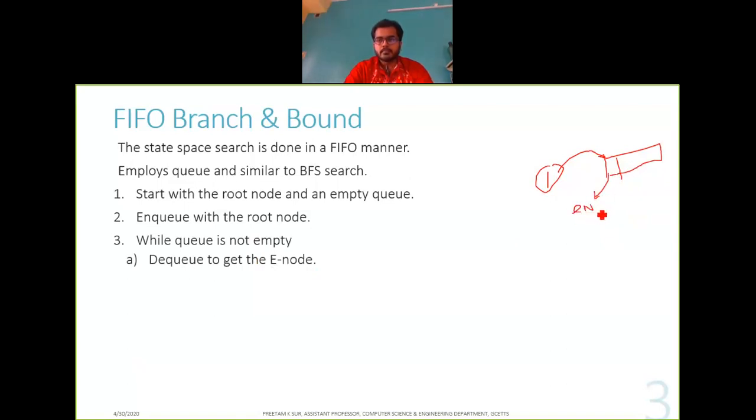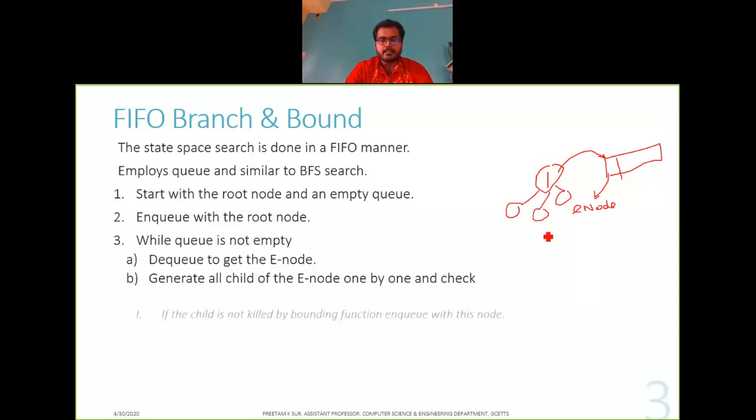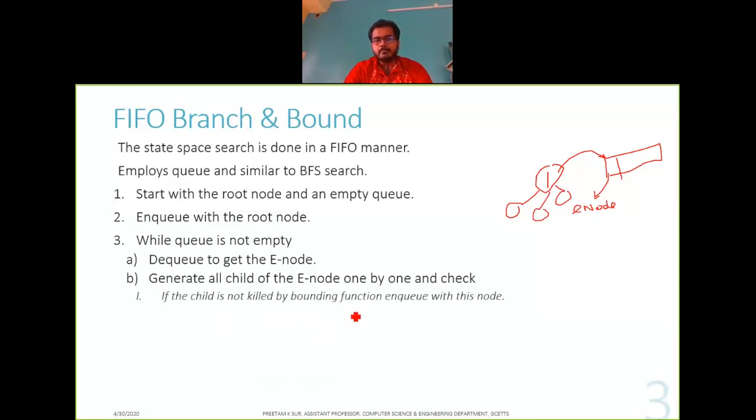We'll dequeue the queue to get the E-node, and then we'll start expanding that E-node. So generate all the children of the E-node one by one and check. For this E-node, we'll generate all the children possible, and we'll check if the child is not killed by the bounding function, then we'll enqueue that node.